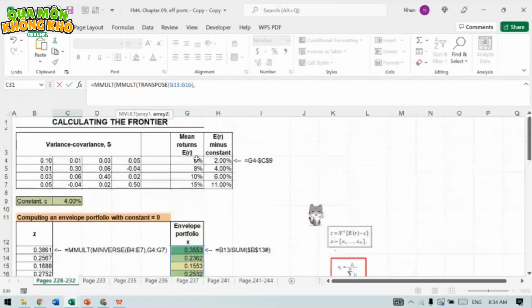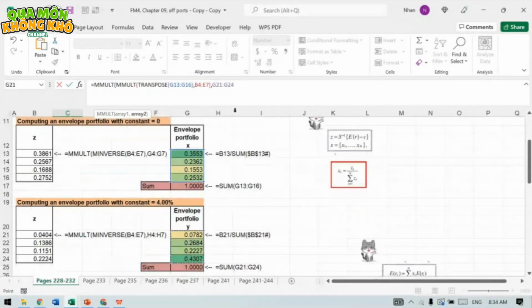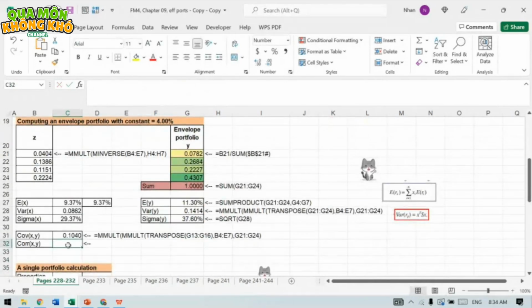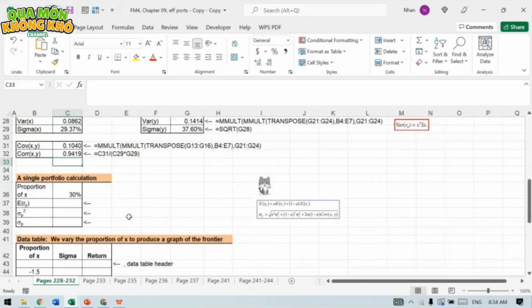And let's take the variance, covariance here, and then the envelope portfolio Y. So I have the covariance of portfolio X and Y, and the correlation of portfolio X and portfolio Y is equal to the covariance of X and Y divided by the product of the standard deviation of portfolio X and the standard deviation of portfolio Y. So I just apply this here. Yes, I have the correlation.